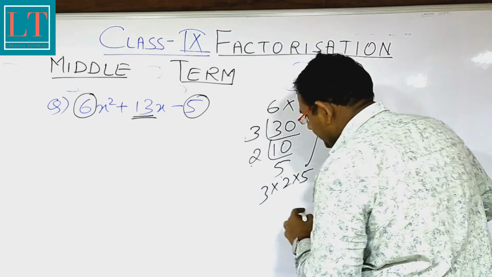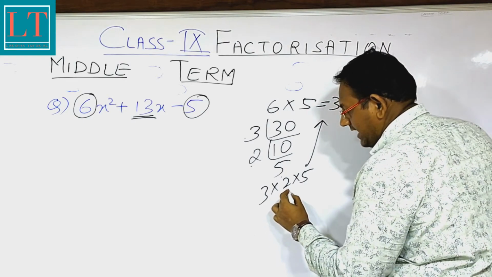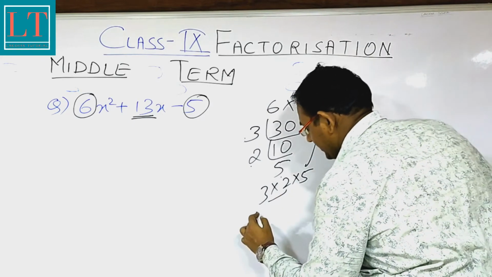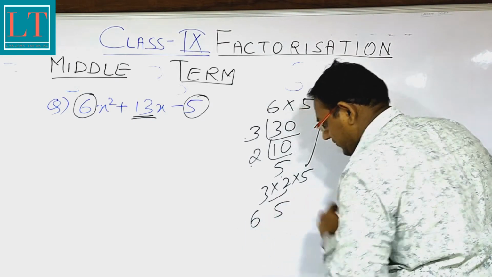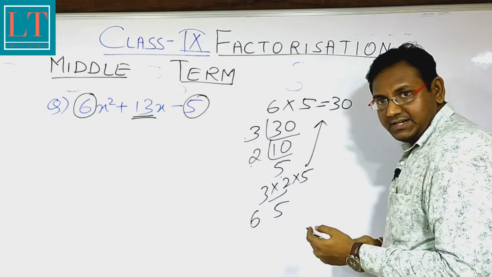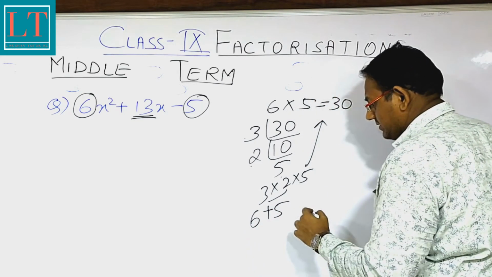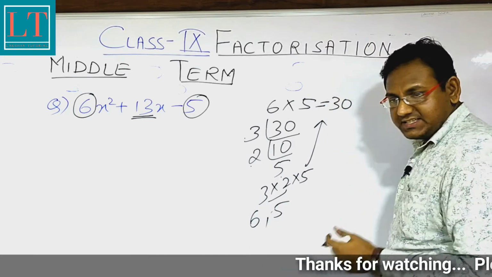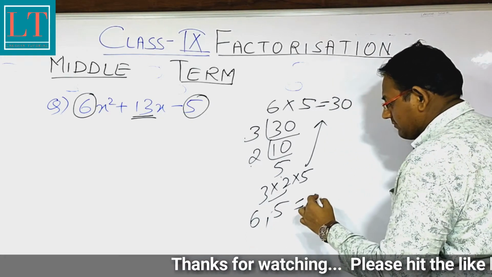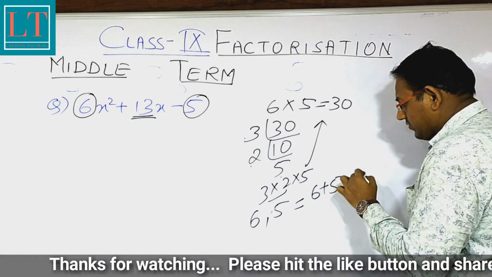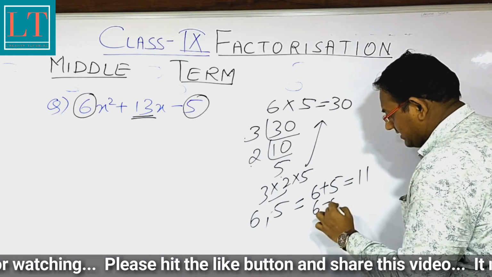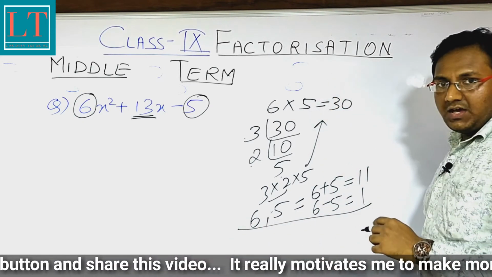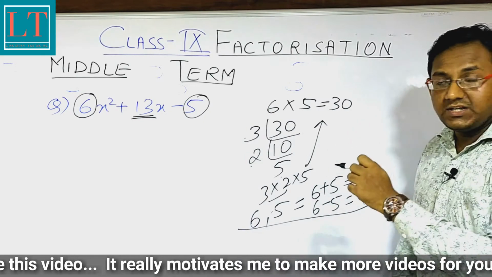So the first option is that we take 3 and 2 together and keep 5 separate. So we are getting 6 and we are getting 5. So we need to find the sum and difference over here. So first is 6 and 5. If we do the sum, that means 6 plus 5 will give you 11, and 6 minus 5 will give you 1. So this pair will not work over here because we need to get 13.